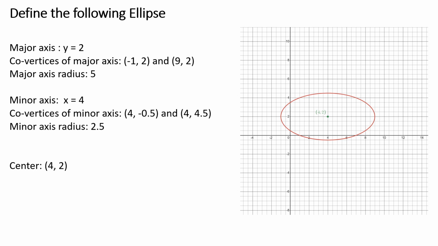Now, let's look at this. I'm going to define this ellipse here. The major axis is along the x-axis, but we're going to chart it as y equals 2, because right here you can see the longer side is at y equals 2. And what are my vertices? Well, that is where the longest endpoints of that ellipse are. So this would be negative 1, 2, and then this would be 9, 2.